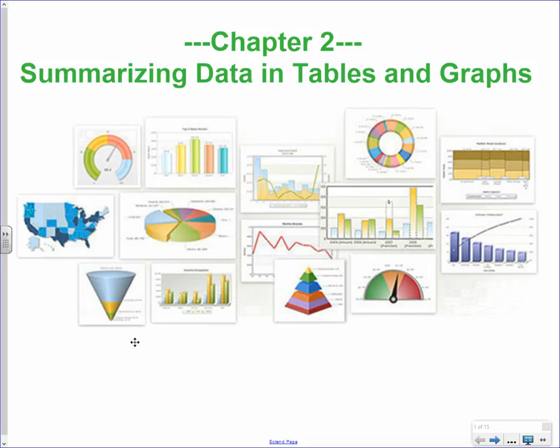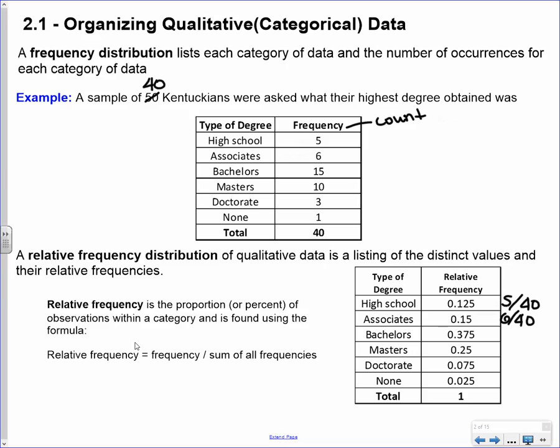So we're going to talk today about some of the different types of graphs and when you should use what graph, because there are certain graphs to use if you have quantitative or categorical data, different ones that you're supposed to use in each case. So we're going to discuss those here in Chapter 2.